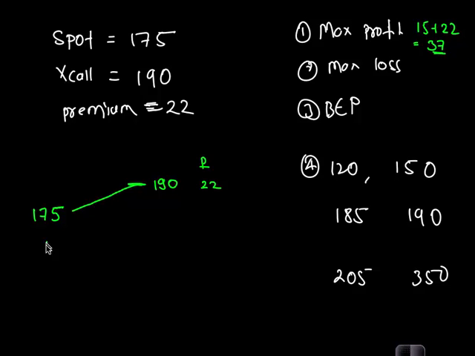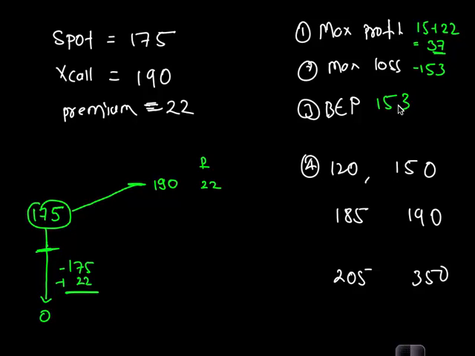Loss will happen when 175 becomes 0. So 175, but premium will save us to some extent, and therefore your net loss would be 153. Break-even point. So this 175 should go down in such a way that it offsets the benefit of premium. So when you say 175 minus 22, which is your premium, your break-even point is 153.